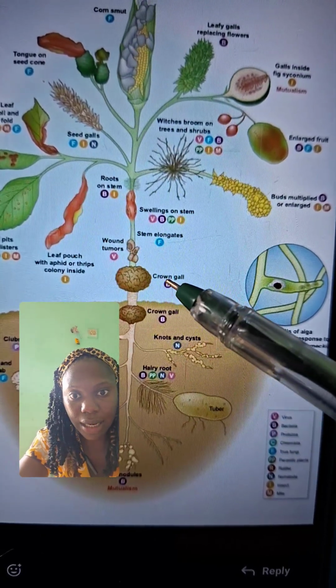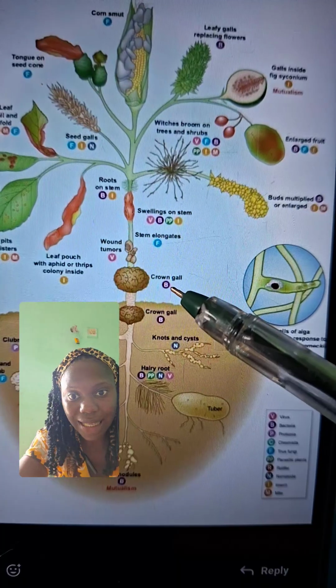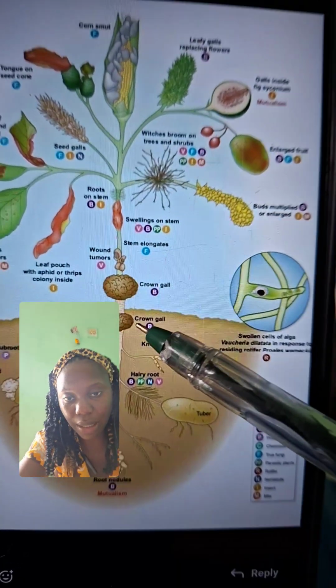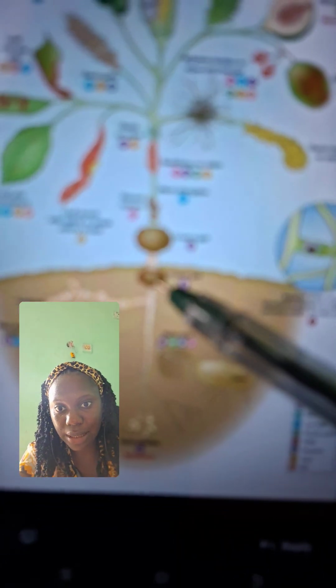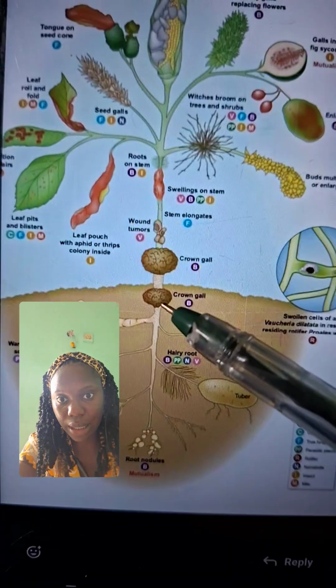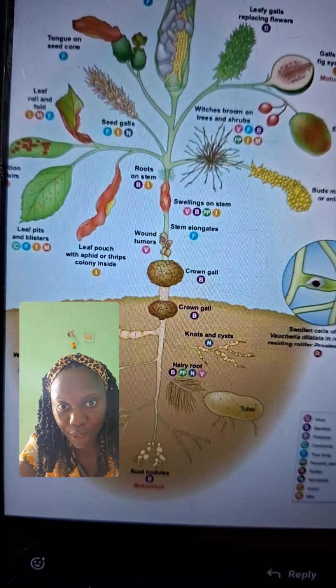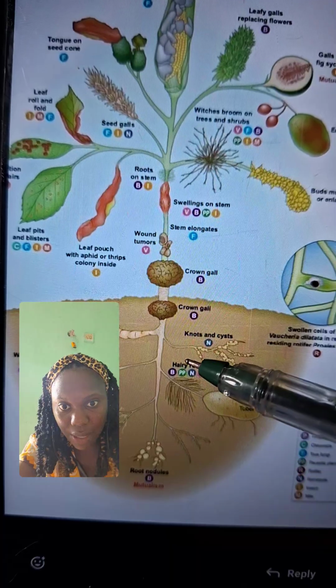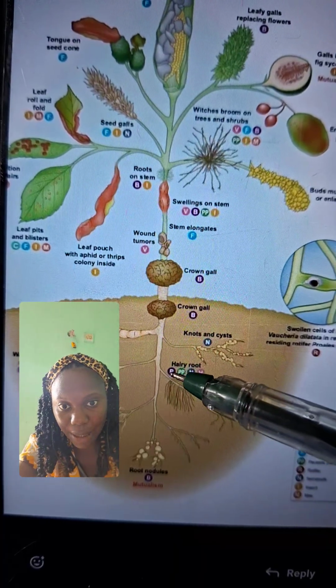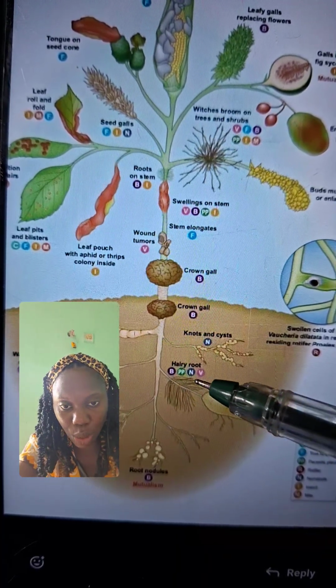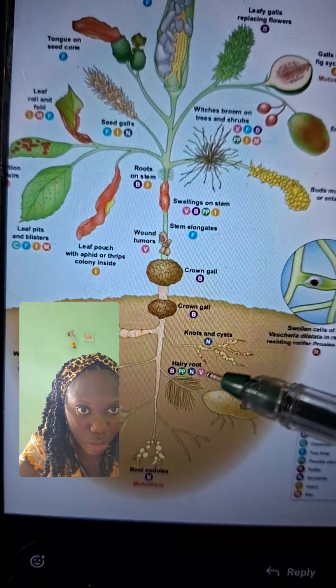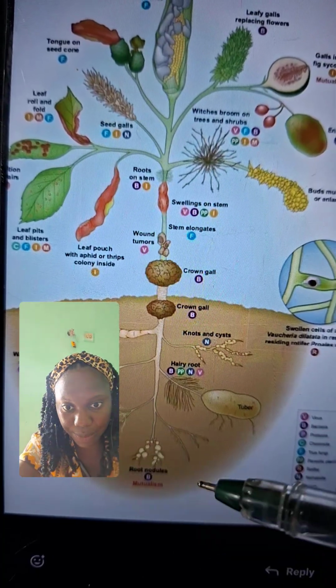What about this? Yeah, this is a crown gall, and that's a bacteria. Same thing with the crown gall. Let me take the camera closer. You can see it. The crown gall, that's a bacteria. Then you can see hairy roots. That's a bacteria, a nematode and a viral infection. So PP means it's a parasite.